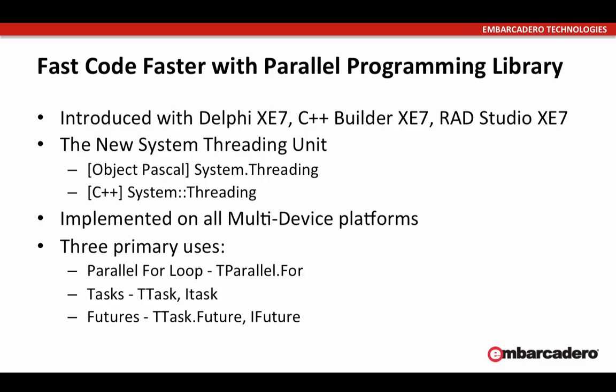The Parallel Programming Library was introduced for Delphi XE7, C++ Builder XE7, and RAD Studio XE7, and it is compatible with VCL applications. The Parallel Programming Library is available for use with both Object Pascal and C++. The system threading is a new library focusing on three main areas: parallel for loop, tasks, and futures. Currently, there are some limitations with futures in that it is only supported within Object Pascal.